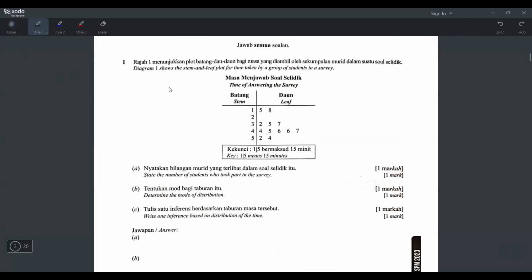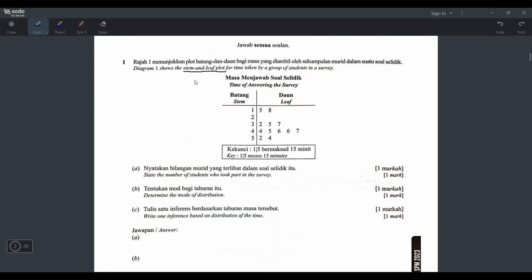So let's read the question first. Diagram 1 shows the stem and leaf plot for time taken by a group of students in a survey. So if you see this word stem and leaf plot, you know which chapter already, right? Form 4, the measures of dispersion for ungrouped data. Dalam bahasa Melayu, sukatan serakan untuk data yang tak terkumpul.